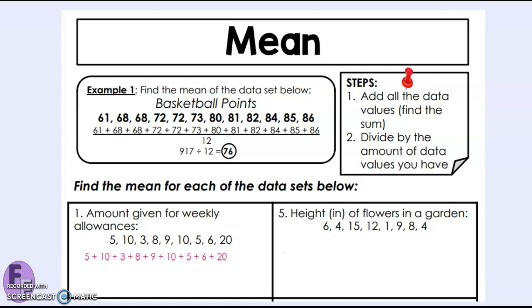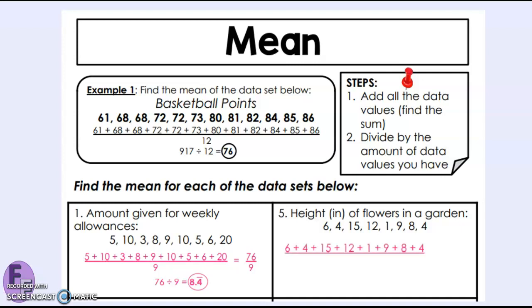So when we add this data set up and then divide by 9, we get 76 divided by 9, which is 8 with the decimal point 4 repeating. Remember, to write a repeating decimal, you draw a line over the number that's repeating.